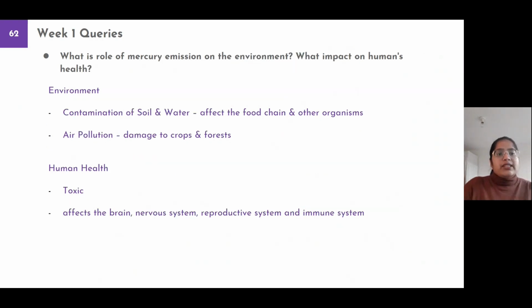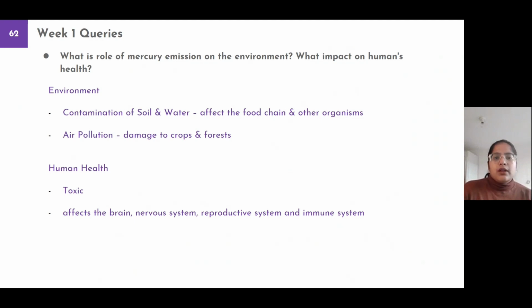So moving on, the next question is, what is the role of mercury emissions on the environment and what are its impact on human health? Okay, so mercury emissions cause contamination of soil and water, and mercury can enter the food chain and affect other organisms and can further enter humans as well through the food chain.